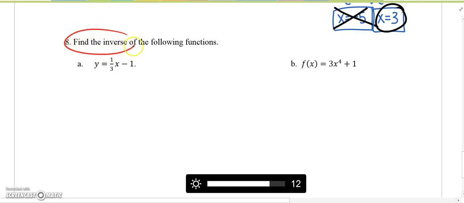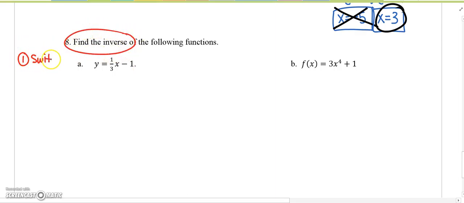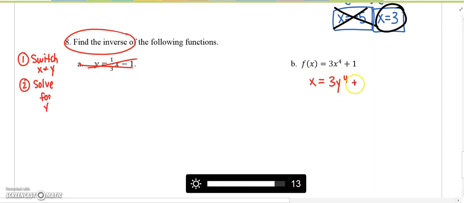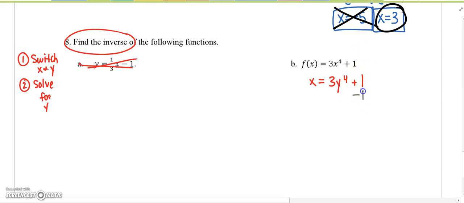Finding the inverse. Finding the inverse, that's 2 steps. Switch x and y, and solve for y. So I'm going to do just one of these, and I'm going to do actually this one. So, switch x and y, that's my first step. And then to solve for y, we just again do reverse PEMDAS.